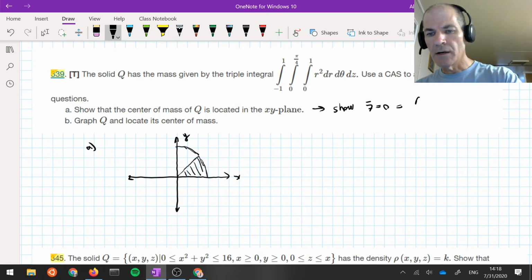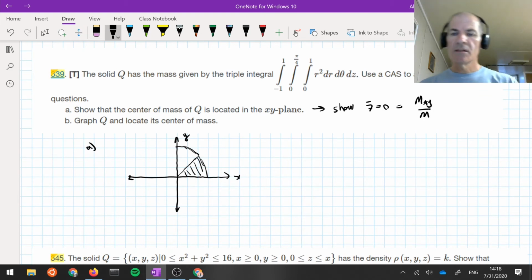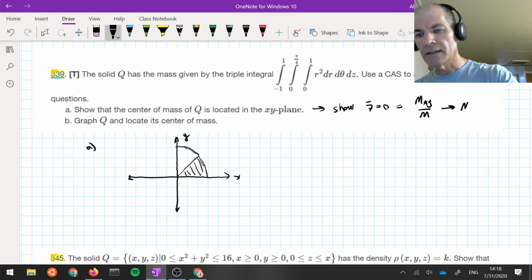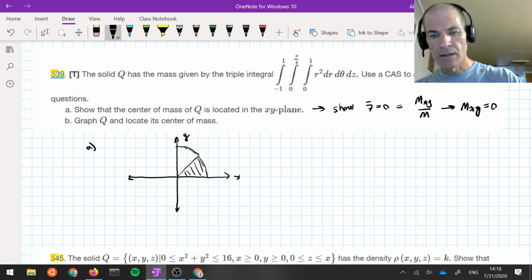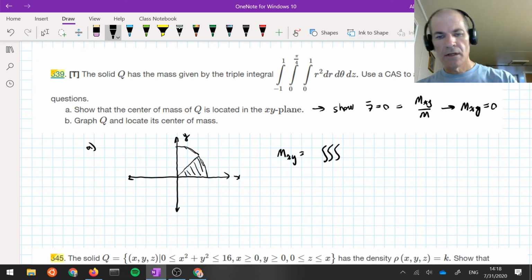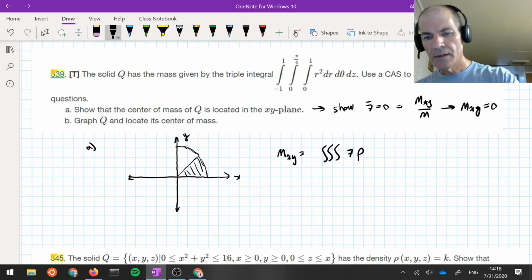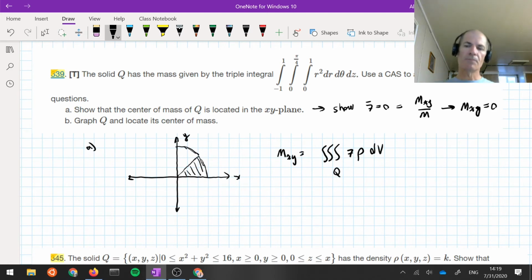And we know that z bar is equal to the moment about the xy plane divided by the mass. So this is equivalent to showing that the moment about the xy plane is 0. Let's write down the equation for the moment about the xy plane. The moment about the xy plane is given by this triple integral. xy, the missing variable is z, times the density, dV, and the volume that we're talking about is Q.